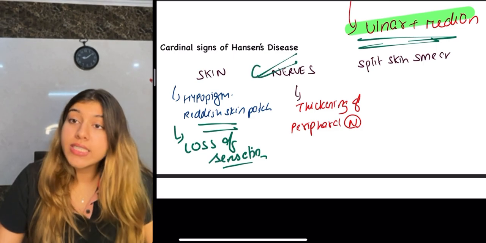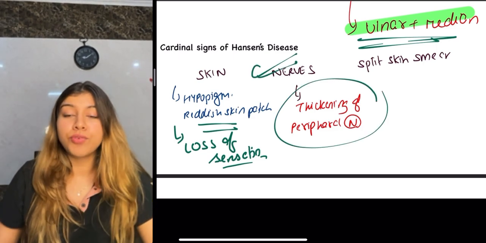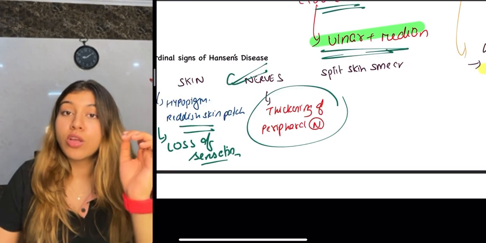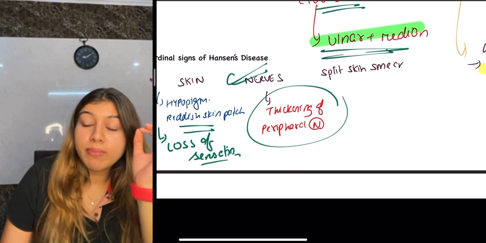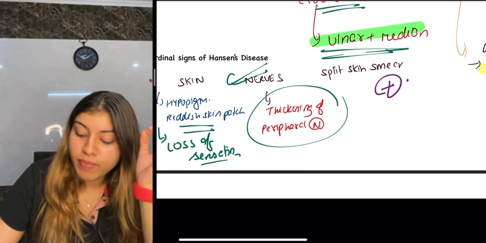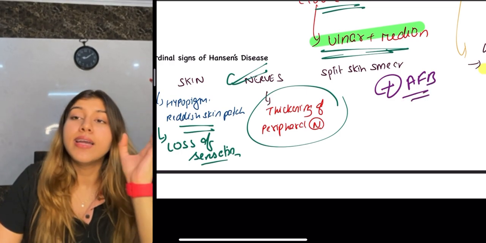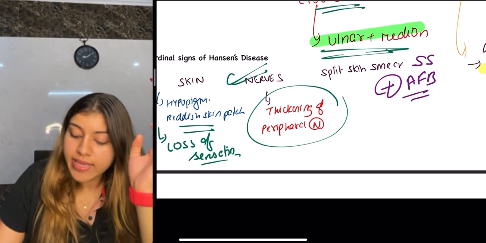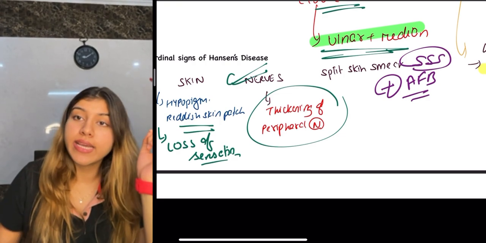This patient is going to come with loss of sensation. He's not going to feel anything. In the nerves, there's going to be peripheral thickening of your nerves. Guys, in your slit skin smear, what am I going to see? I'm going to see the presence of acid fast bacilli, or acid fast bacteria. It's going to be present in my SSS, that is my slit skin smear. These are your cardinal signs which you see in Hansen's.